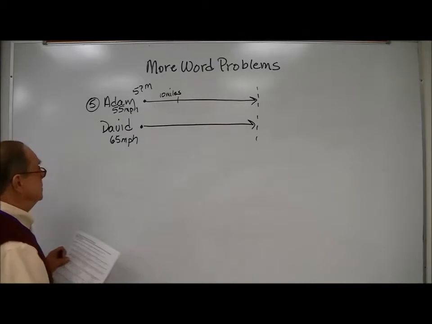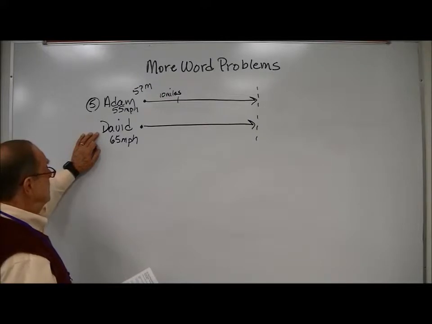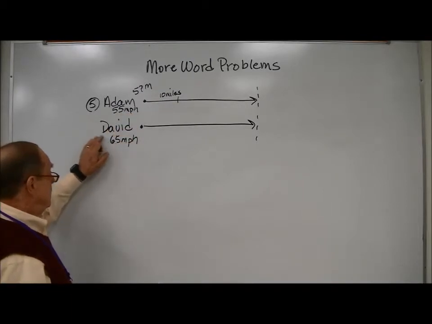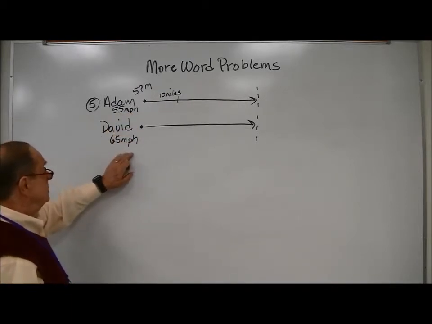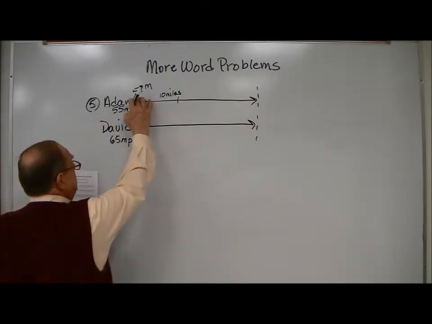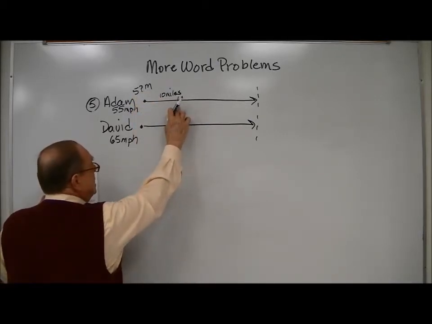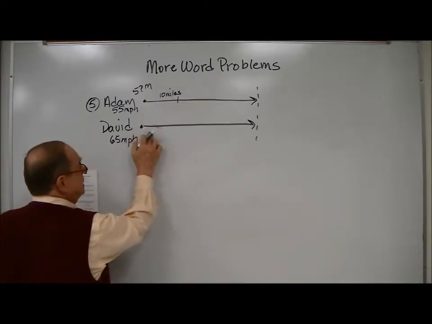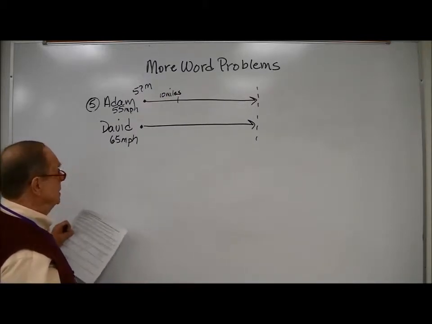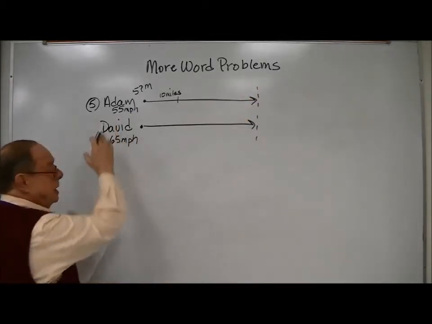In this next one, we have two drivers, Adam and David. Adam, we read, is going at 55 miles per hour, and David is going at 65 miles per hour. Now, Adam, when he left, it was 5 p.m., but he was 10 miles beyond where David was. So at what time will David catch up to Adam?